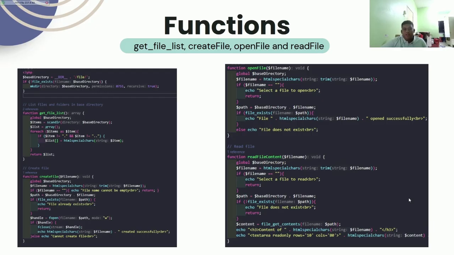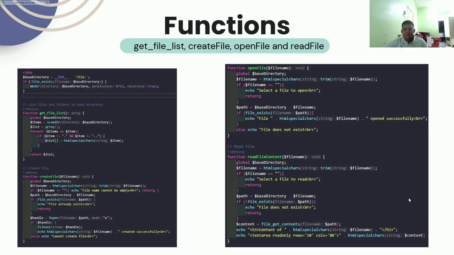After that, the getFileList function is used to scan the directory and display its content. It uses scandir to get all files and subfolders, filter out the special entries, and apply htmlspecialchars to prevent any unwanted HTML from appearing. This function then returns a clean and safe list of all items in the directory.